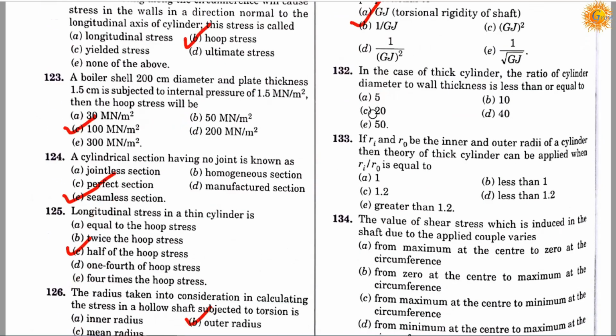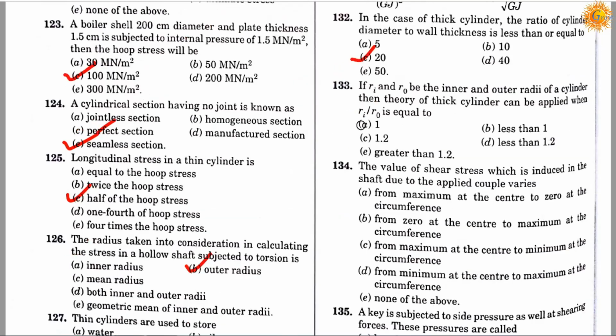Question number 132. In the case of thick cylinder, the ratio of cylinder diameter to wall thickness is less than or equal to: option A 5, option B 10, option C 20, option D 40, option E 50. Correct answer is C, it will be 20.